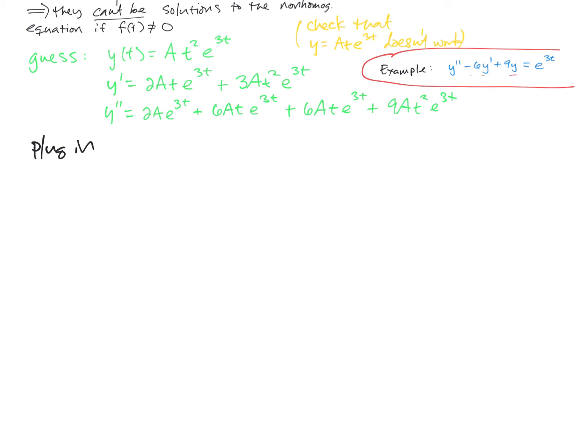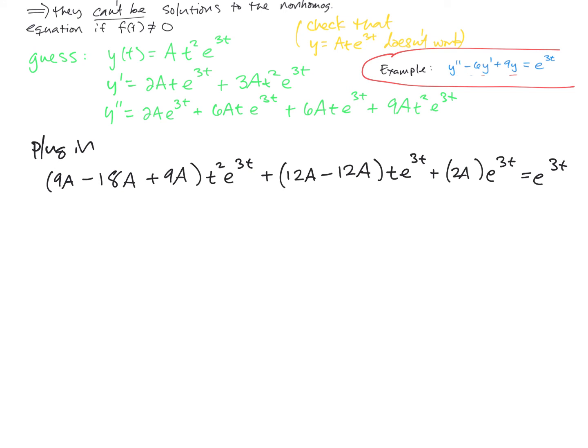And I'll just do some shortcut, and you can verify all the arithmetic. So what I've done here is grouped. I plugged these into my equation, so I had to multiply them by the -6 and the 9. And I've grouped them by the terms that had t squared e to the 3t, then the ones with t e to the 3t, and then the ones with just e to the 3t, because those are my three linearly independent solutions here. These functions are linearly independent, and so that's how I compare my coefficients.